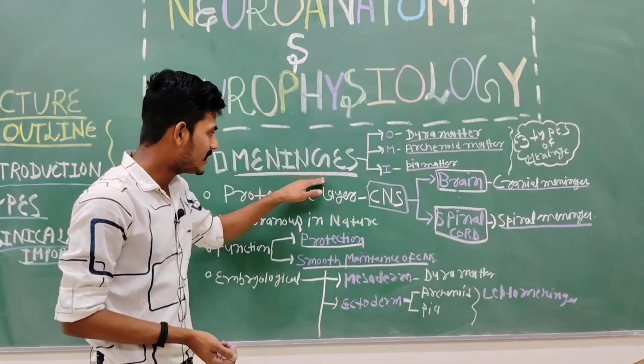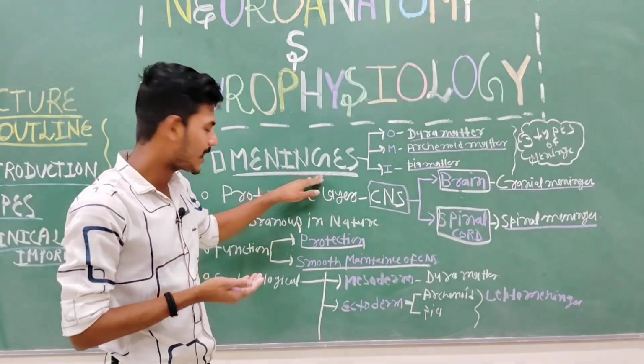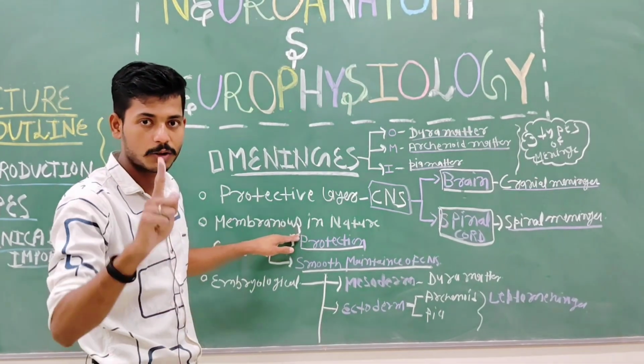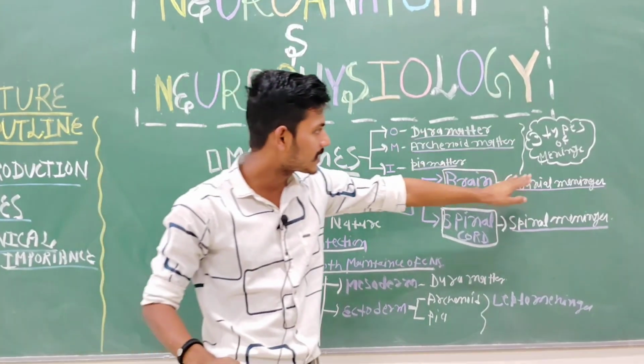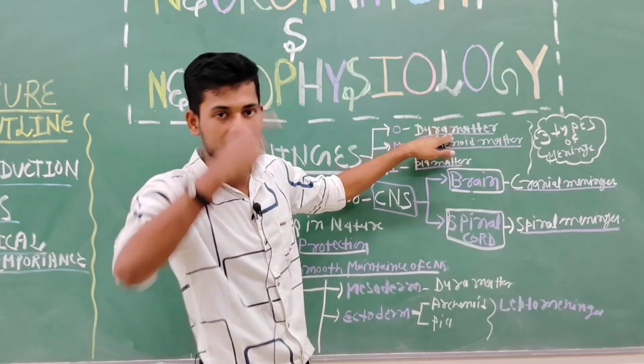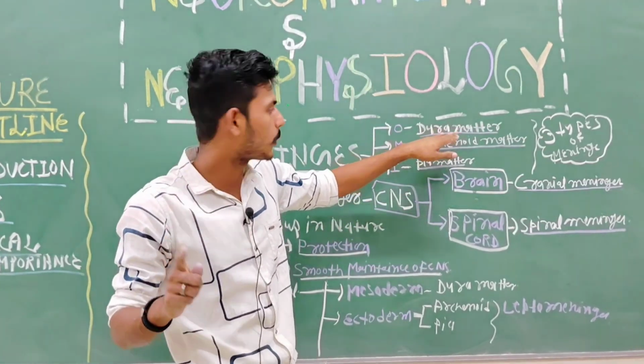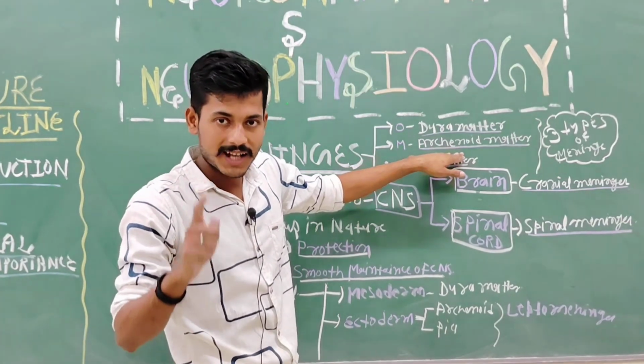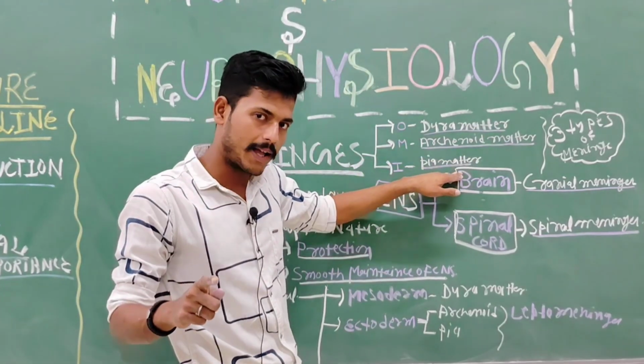Now these meninges, as their name suggests, are membranous in nature. They are not just one. As far as their types are concerned, there are three types. From outer to inner, the first layer present is the dura mater, okay. Then the second is the arachnoid mater, and the third one is the pia mater, understood?